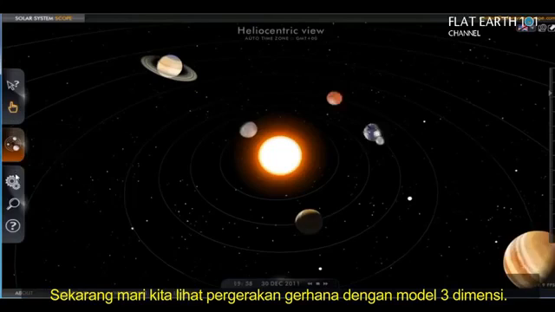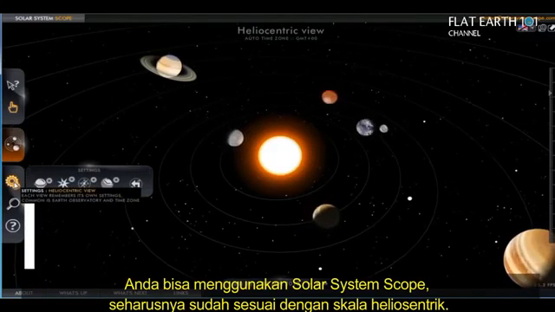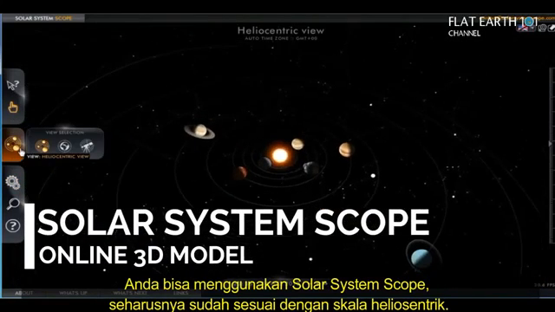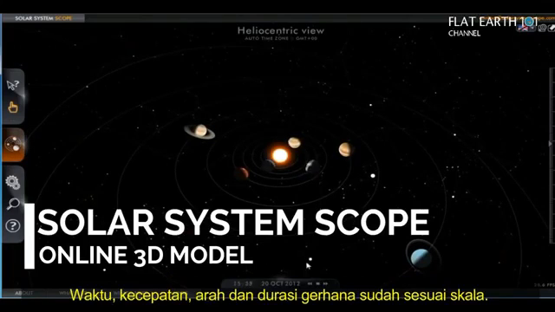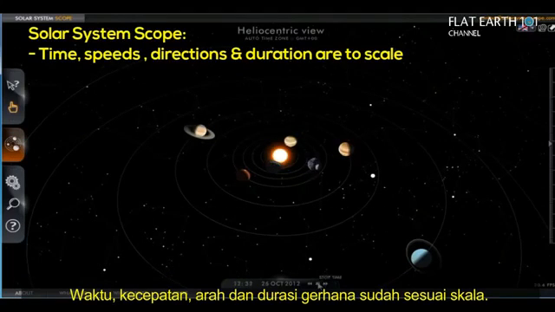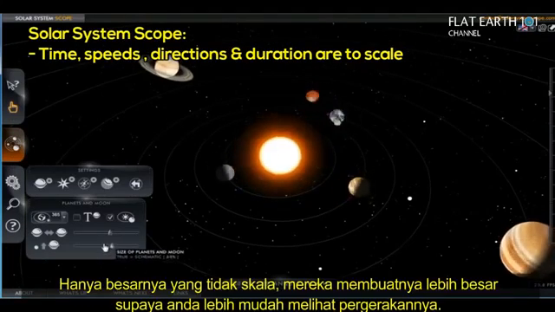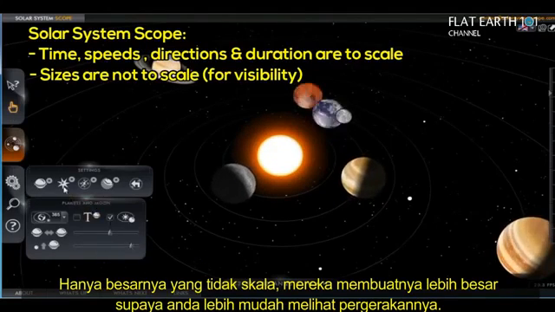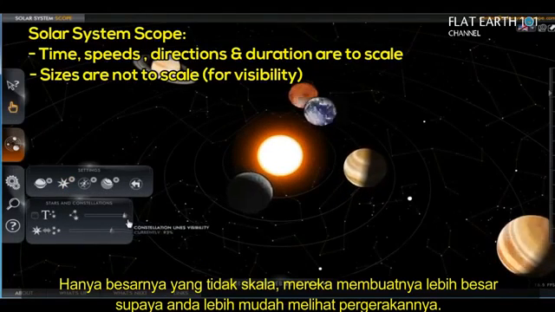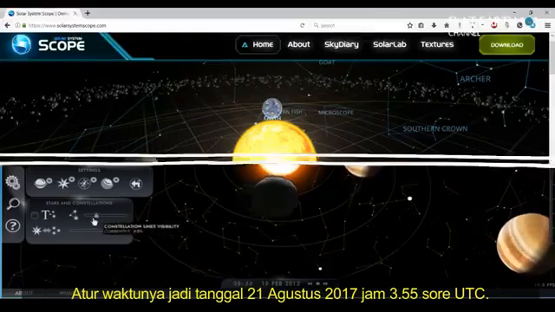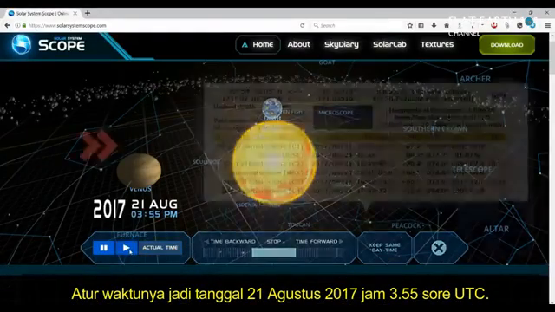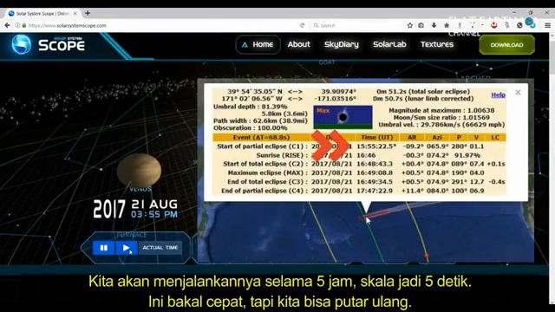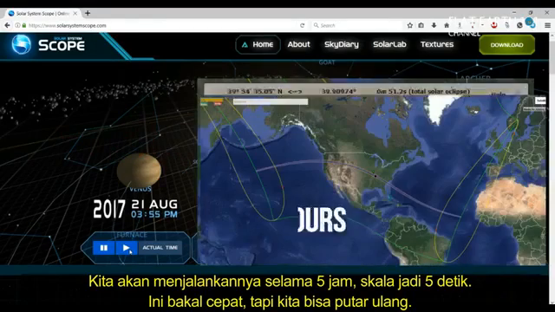Now let's see the eclipse movement with a 3D model. You can use Solar System Scope. It's supposed to be correct according to the heliocentric model. The time, speeds, directions, and eclipse duration are to scale. Only the sizes are not to scale. They make them bigger to make it easier for you to see the movements. Set your time to August 21st, 2017 at 3:55 p.m. UTC. We'll run it for 5 hours, scaled to about 5 seconds.